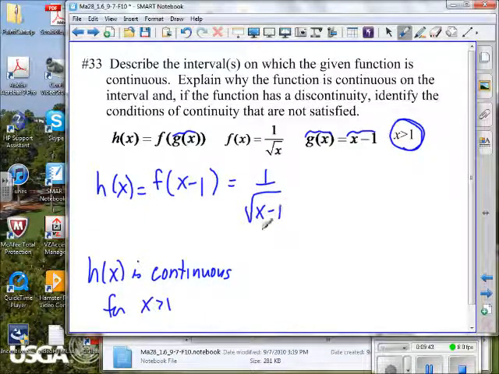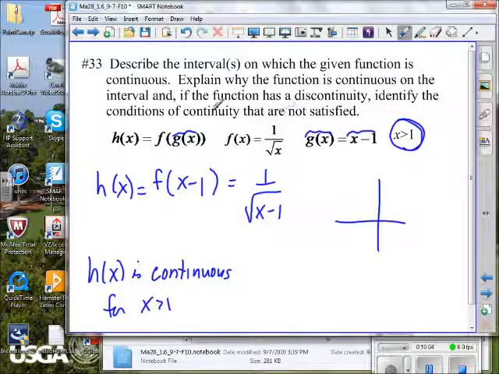Other than that, we're going to have some unreal numbers, and we can't plot non-real numbers on a coordinate plane of real numbers. So we don't have the ability to put those values in there, so we have to have that x is greater than 1. Okay.